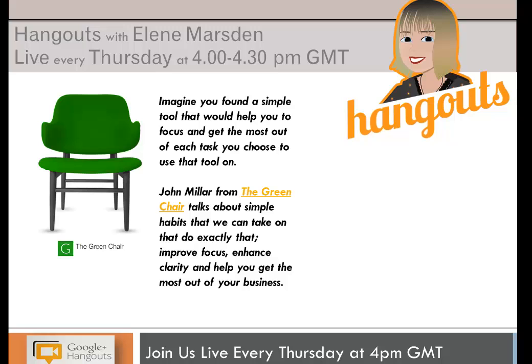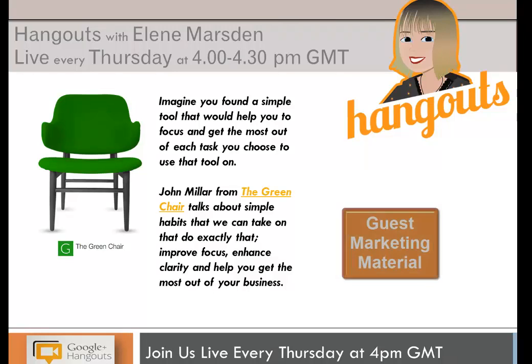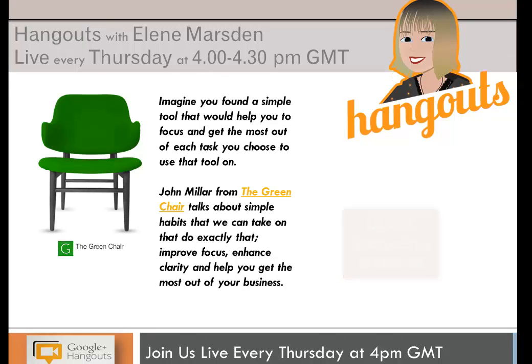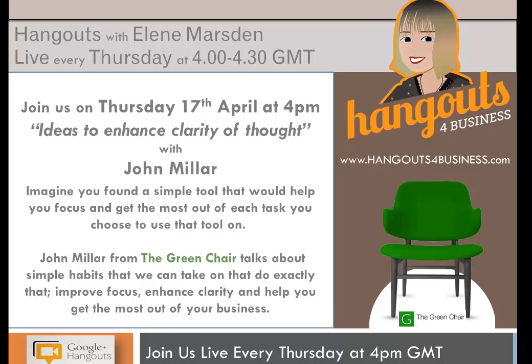So the example I'm going to use throughout this training is a Hangout that I had this week with John Miller from the Green Chair. I asked John to send me some marketing information. He sent me his company logo and he sent me a description as to what the Hangout was going to be all about. So I turned that into some promotional material. I use PowerPoint. It's really simple to use, and the good thing about PowerPoint is that you can convert a slide into a JPEG or a PNG, which is then the material that you can upload to social media sites.